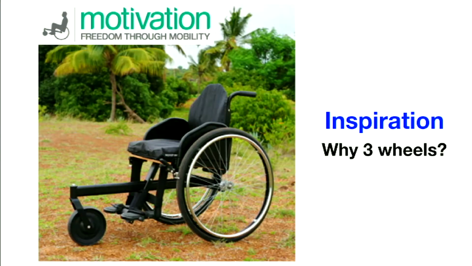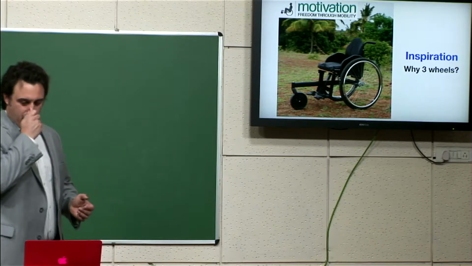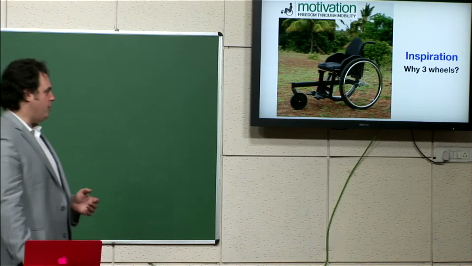Okay, another question. Why did we choose 3 wheels? Normal wheelchairs have 4 wheels. What could be better about 3 wheels? Exactly. Yep, when you have rough terrain. It doesn't matter how rough the terrain is. 3 points of contact define a plane. So we'll always have 3 points of contact with the ground.